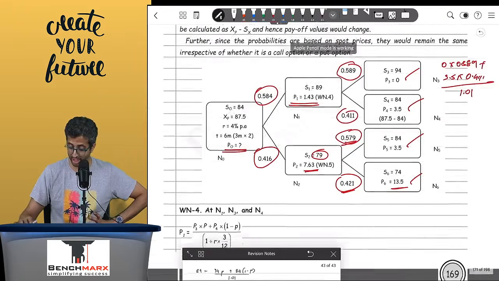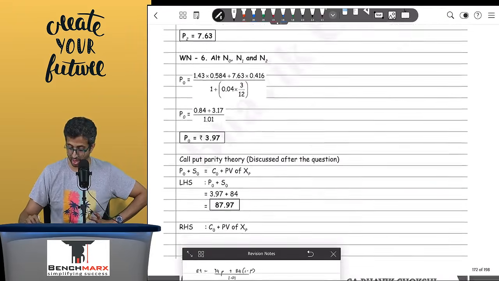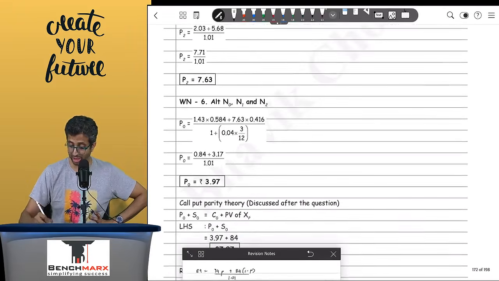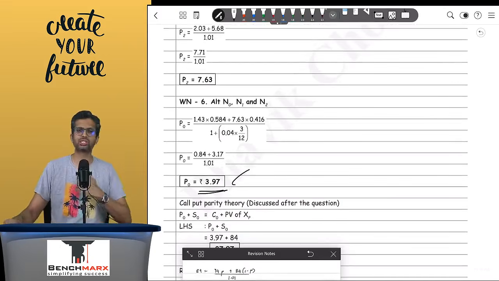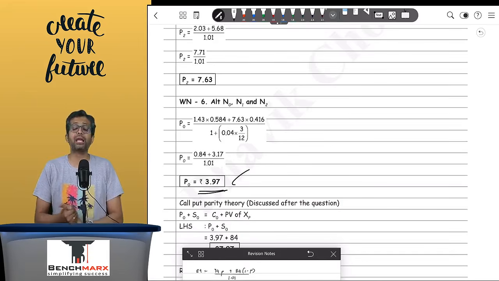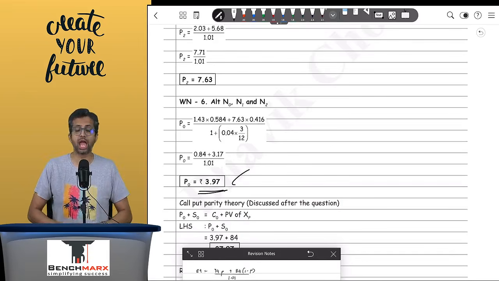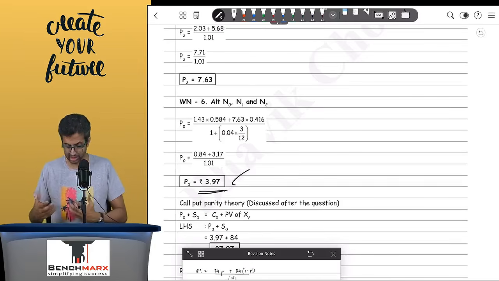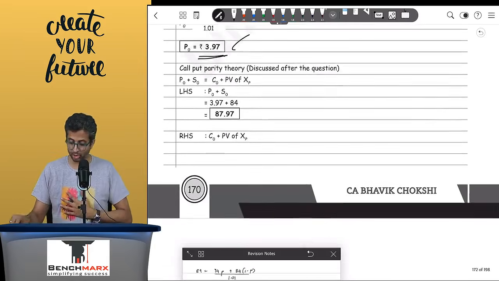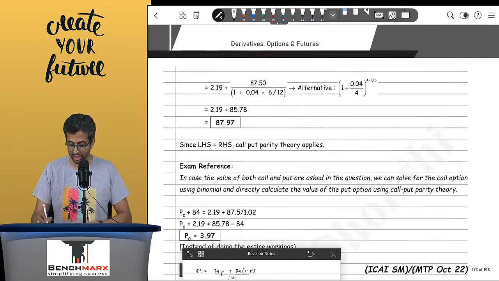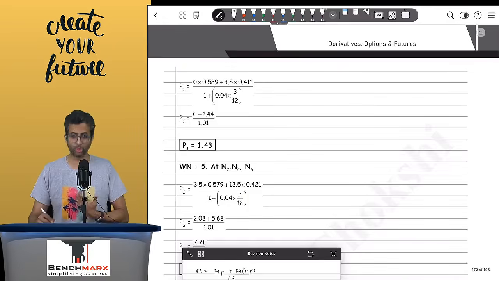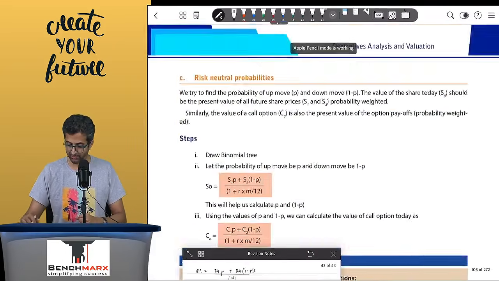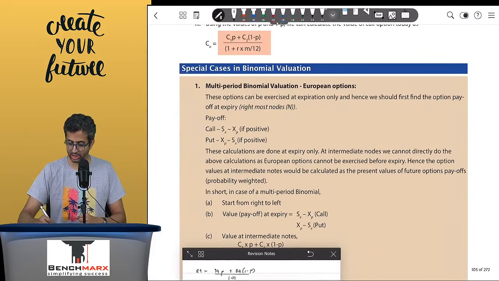If I were to look at the printed solution over here, this entire working you do for the put option and then ultimately come to 3.97, you can save a hell lot of time in your exams by directly using the call put parity theory and find the value of the put option if it is asked. This technique is especially helpful in cases like the Black and Scholes model, where the calculation and valuation might get very taxing, and hence you can directly apply the call put parity theory and come to this value of the put option as well.